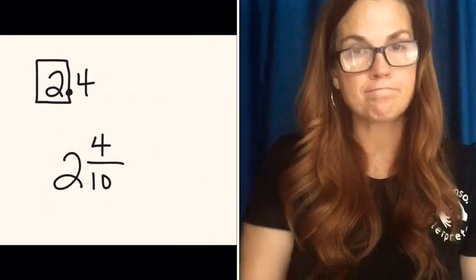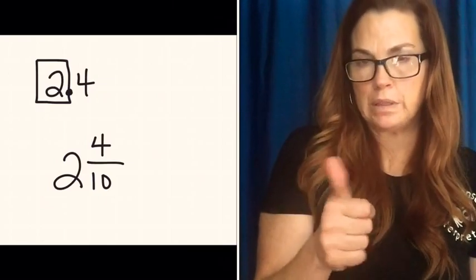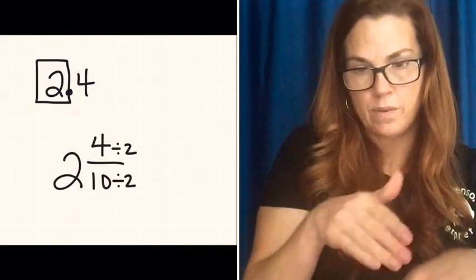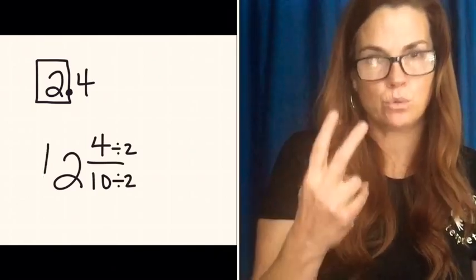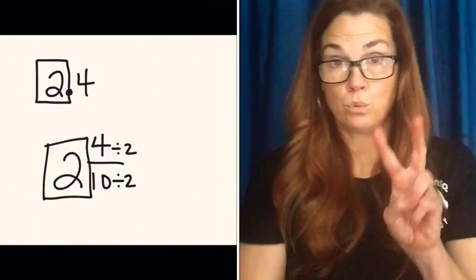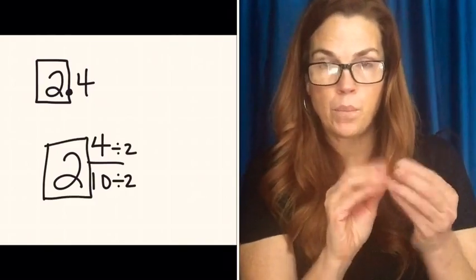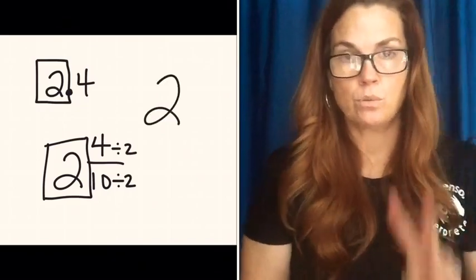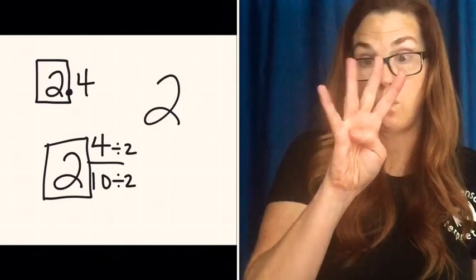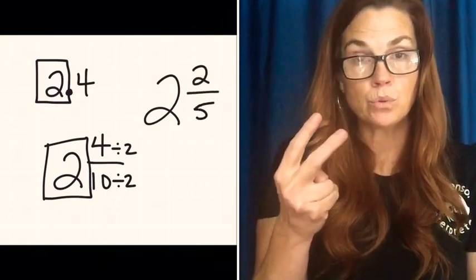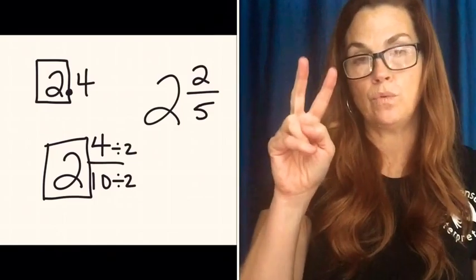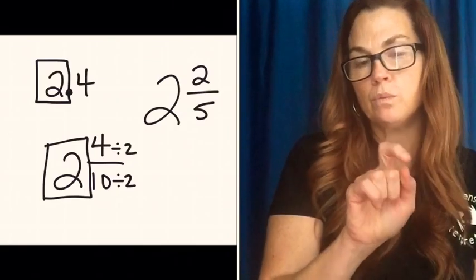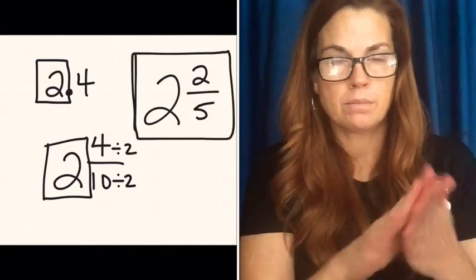Now I see that 4 and 10 both share a common factor of 2. In fact, that's the greatest common factor they share. Now remember, I'm not dividing the whole number of 2. I'm only dividing the numerator and denominator in my fraction. So my 2 is still the whole number. And 4/10 divided by 2 becomes 2/5. So the decimal 2.4 can be written as the mixed number of 2 and 2/5.